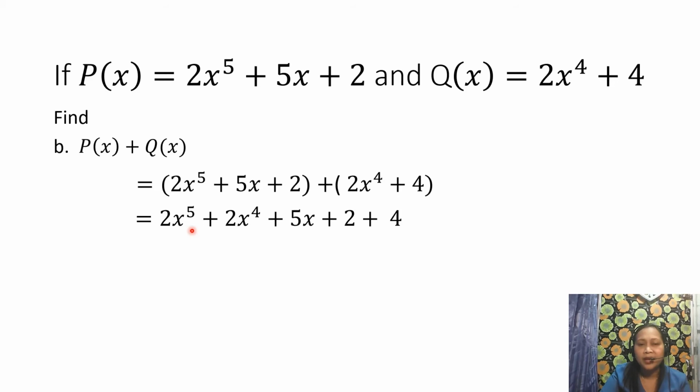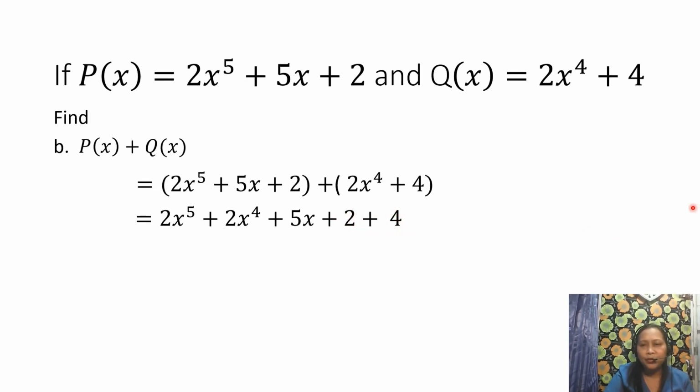Okay, meaning they are same variables and same exponent. So 2x raised to 5 plus 2x raised to 4 plus 5x plus 2 plus 4. As you can see here, we cannot add 2x raised to 5 plus 2x raised to 4. Why? Because they don't have the same exponent, as well as 5x. So the only constant term, this is the only term that we're going to combine.